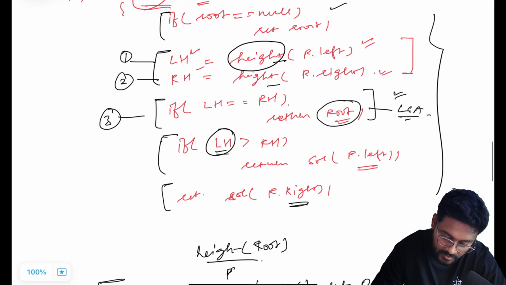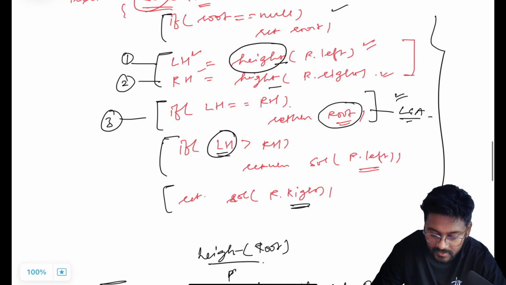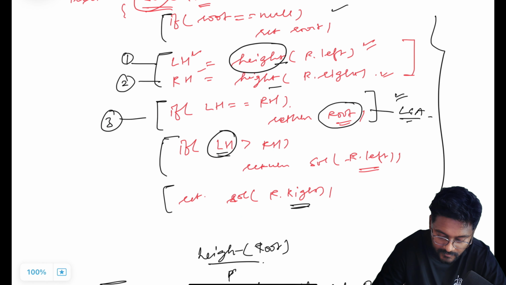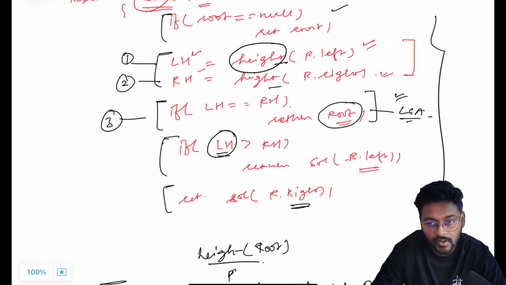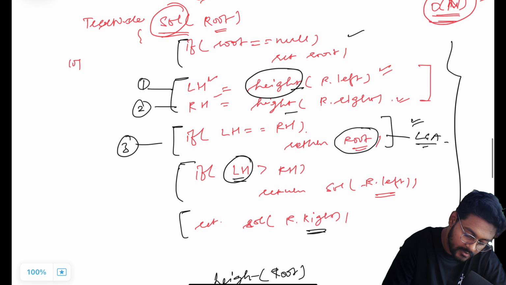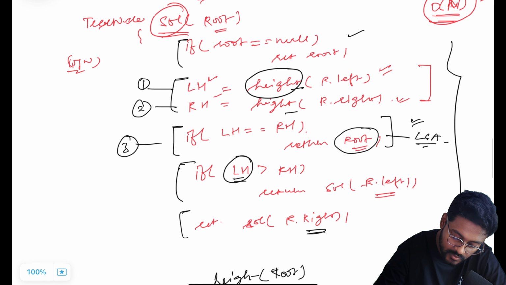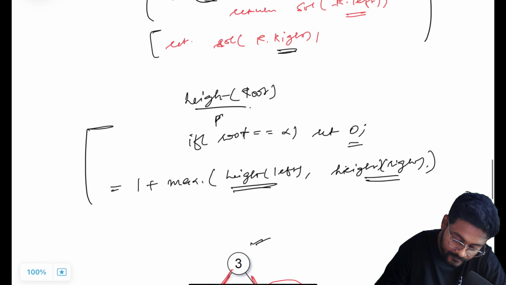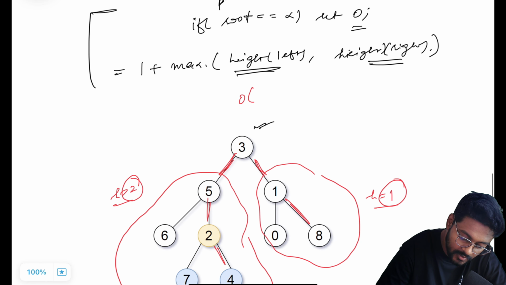And once we have calculated the height, then we are comparing the value and skipping one part, skipping either the right part or the left part. So that complexity is log of n. So in total, this approach is going order of log n into n.